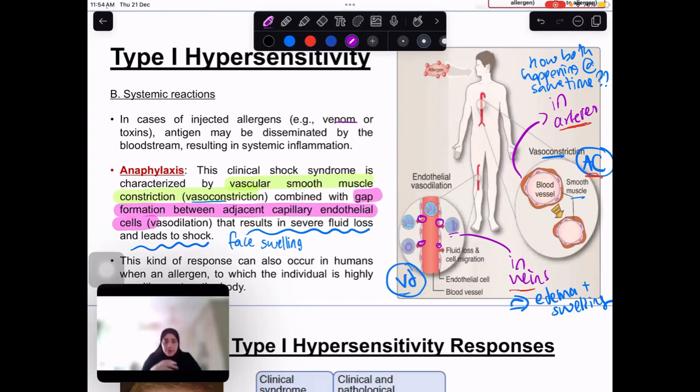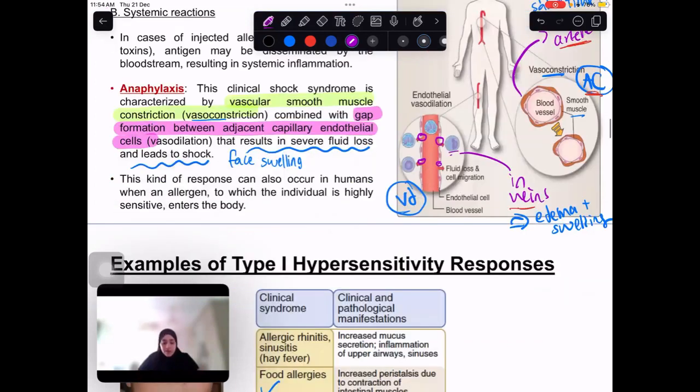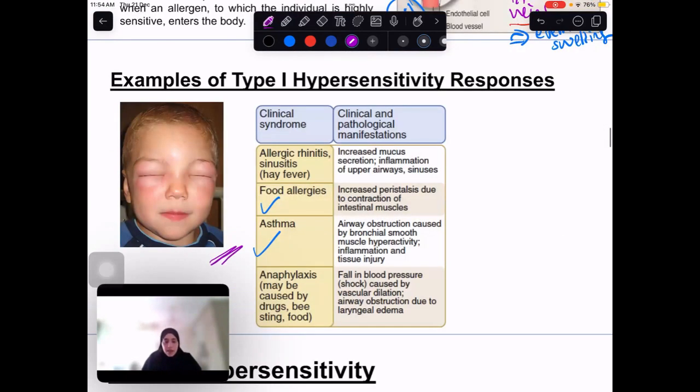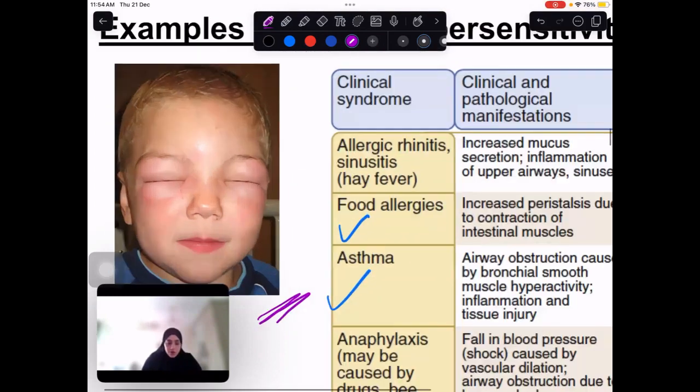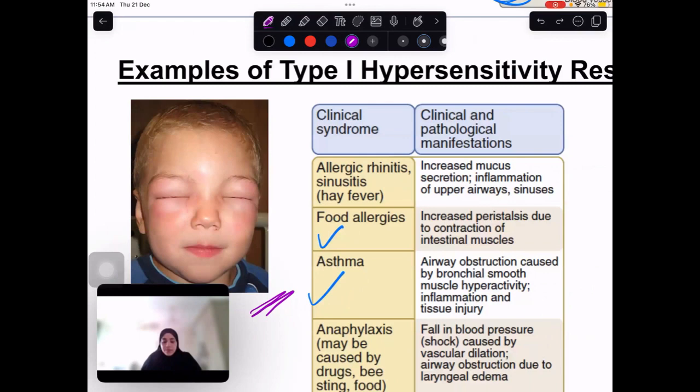We'll see that the patient will face edema, even facial swelling. There's severe loss of this fluid and it's going to be accumulating and it's going to be very difficult for them to see. Actually, this is how the patient in anaphylactic shock will look. You can see there's so much fluid that they can't even open their eyes, right? So this is the anaphylactic shock criteria.